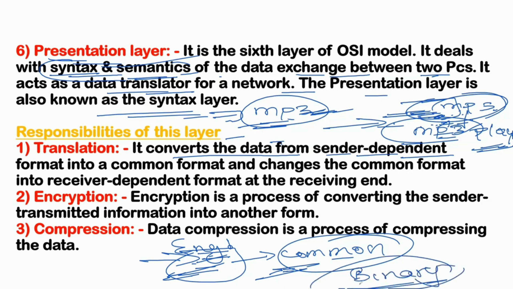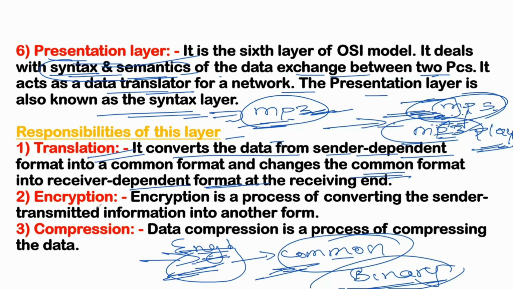because the computer system understands binary format. So it will convert to binary and then send to the other PC. On the other side, it will receive it in common format, which means binary format. Then it will convert it into receiver dependent format, meaning Hindi or English, whichever we use at the receiving end. So this is called translation.